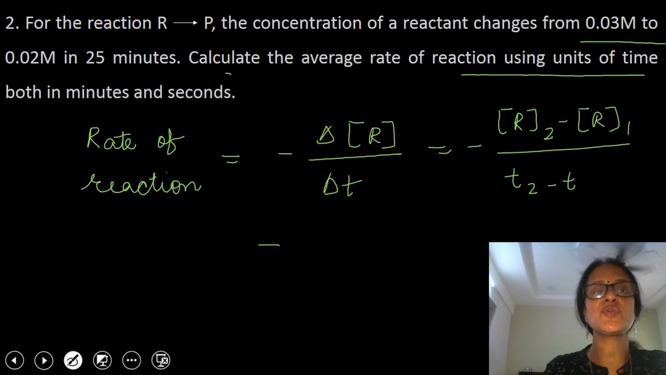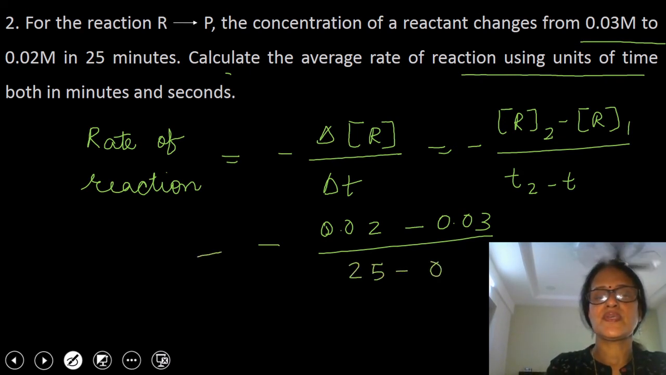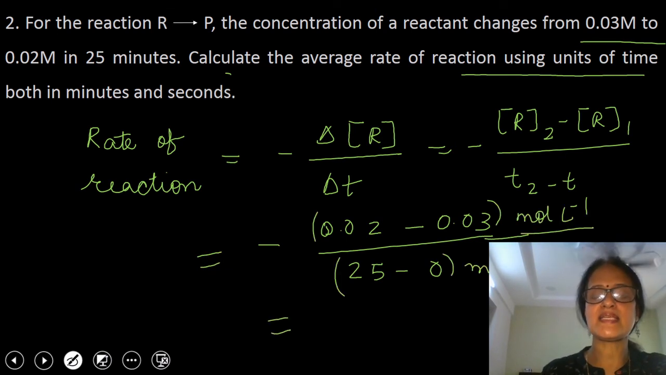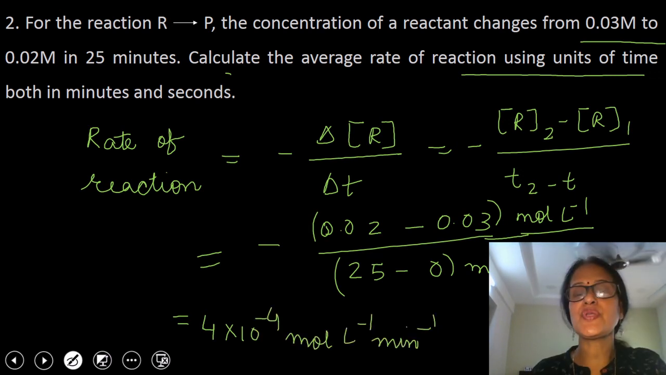R2 is 0.02. So it will be equal to minus 0.02 minus R1, which is 0.03, divided by T2 which is 25. Initial time we will take as 0. So on calculating this, we will get the answer 4 into 10 to the power minus 4 mole per liter per minute. Now you have to calculate it in terms of unit of second.